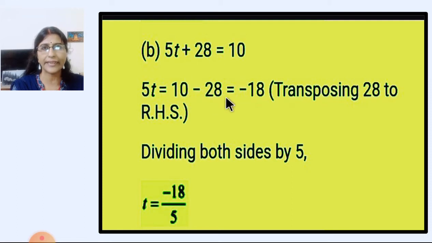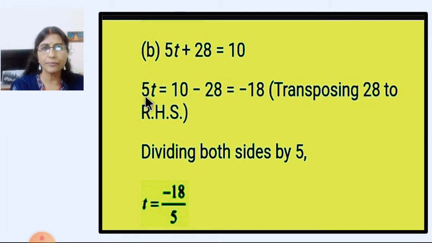10 minus 28. We have learned this, positive and negative, we will always do subtraction. So this one is positive, this one is negative, so we will do subtraction. 28 minus 10 is 18. And 28 is bigger than 10, so it has a minus sign. We will write minus 18. So we will get 5t is equal to minus 18.